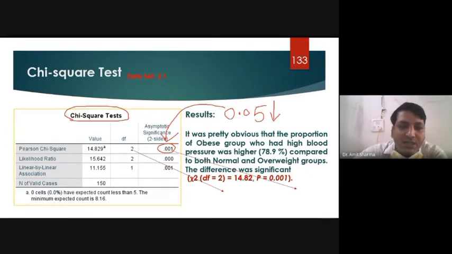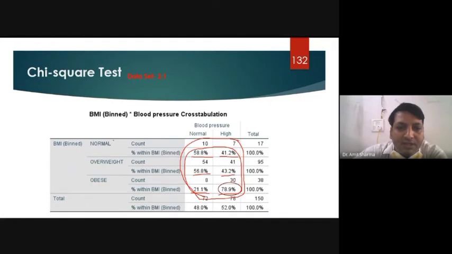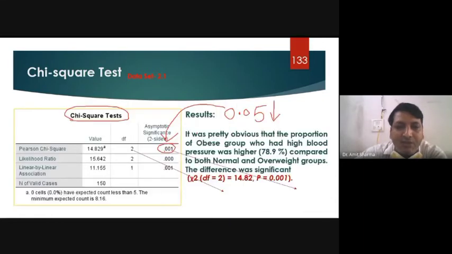That means if someone's BMI is normal, overweight or obese, then their blood pressure will also be different, their blood pressure will not be the same. If the persons have a different group of BMI, their blood pressure is also different. Okay. So how will the results be written?